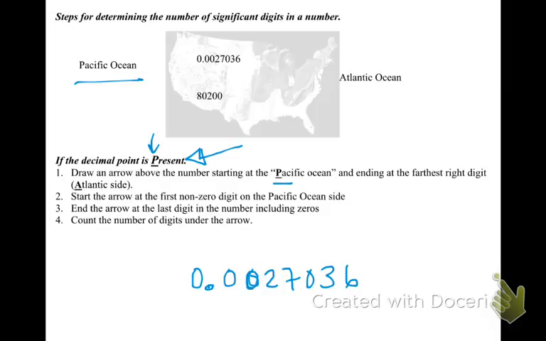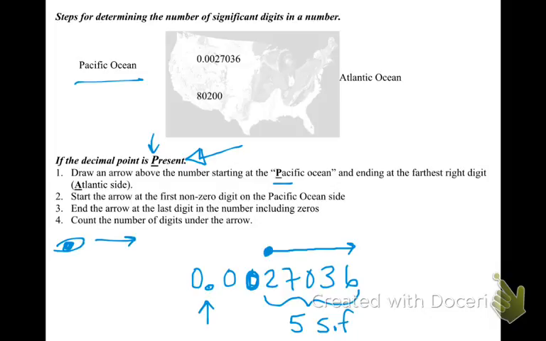So if we take a look at 27036.0, we notice that our decimal is in fact present, so we're going to start our arrow coming from the left side. Again, here's the creepy eye. You're welcome for that drawing. Start looking at the number from the left side. We're going to place our dot over our first non-zero digit, continue our arrow towards the right, and count all of the digits underneath that arrow, and we've got 5 significant figures.